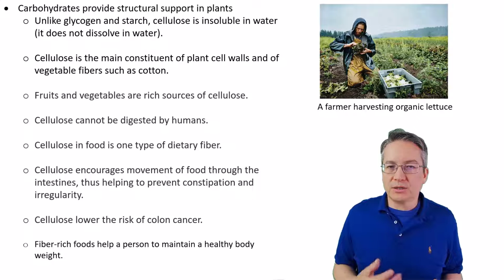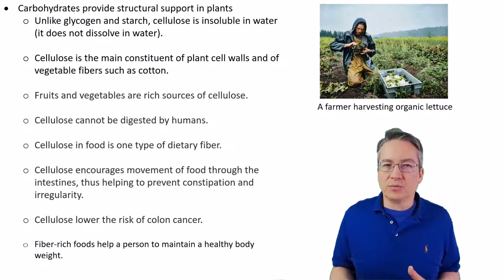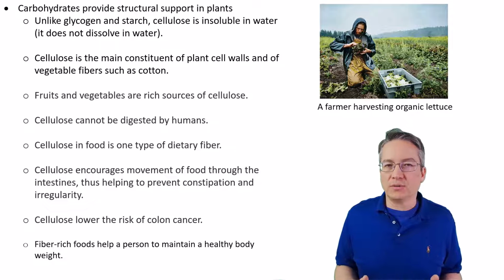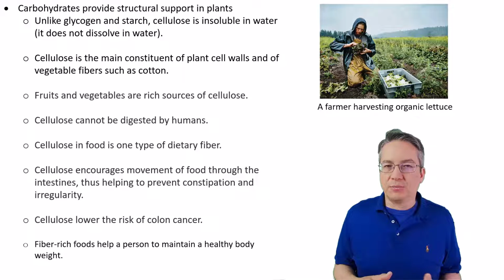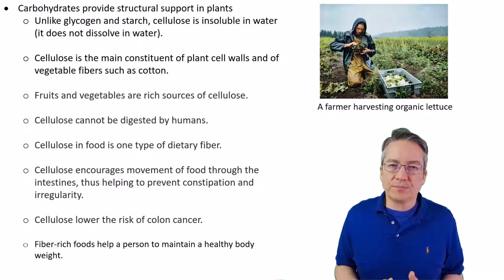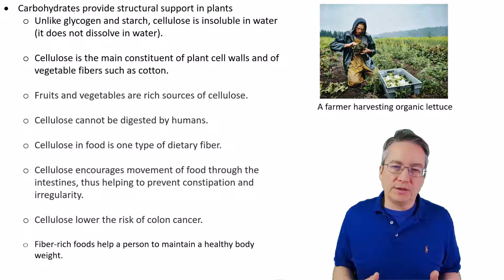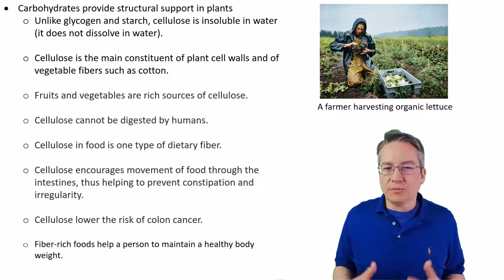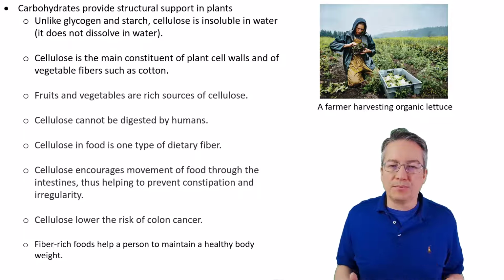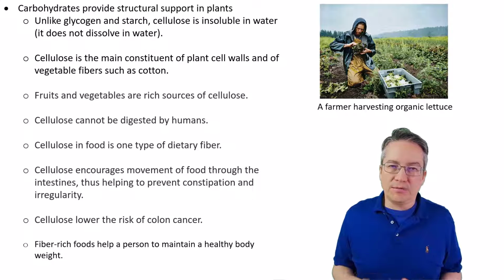Unlike glycogen and starch, cellulose is insoluble in water. This means that it does not dissolve in water. Cellulose is the main constituent of plant cell walls, and it also makes up vegetable fibers such as cotton. Fruits and vegetables are a very rich source of cellulose. Cellulose cannot be digested by humans, but it is important in our diet. Cellulose in food is one type of dietary fiber. Cellulose encourages the movement of food through the intestines, thus helping to prevent constipation, and it prevents irregularity.